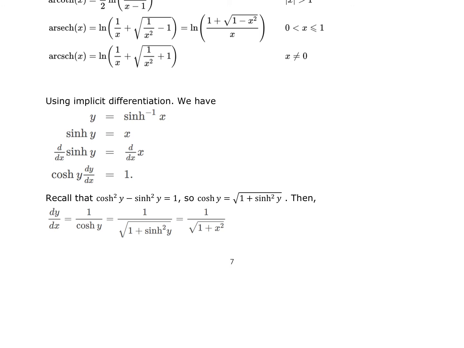So if we use implicit differentiation, and I am trying to find the derivative of the inverse hyperbolic sine, the hyperbolic sine of y is equal to x, because I started out with y equal to the inverse hyperbolic sine of x, taking the hyperbolic sine of both sides and solving. And here is what the derivative of the inverse would look like.